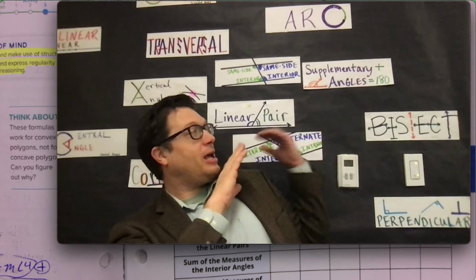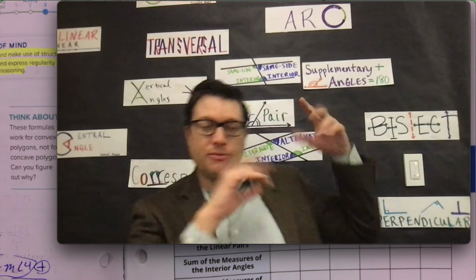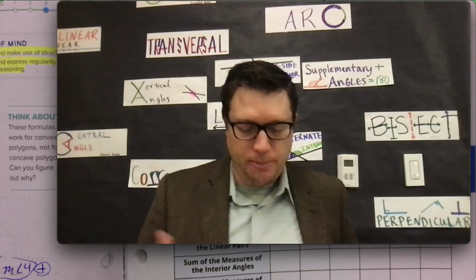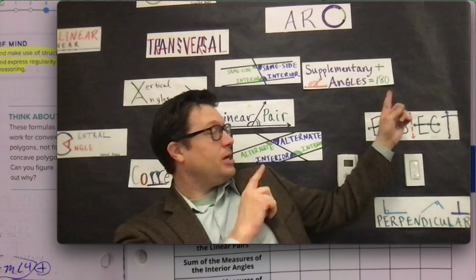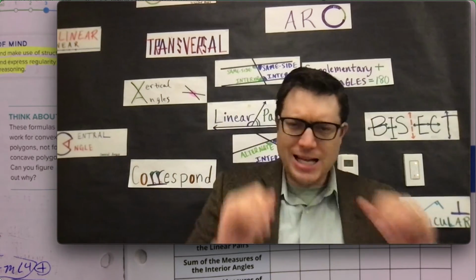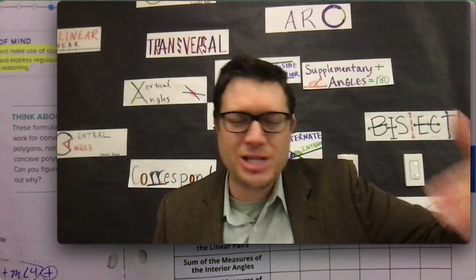We're going to be using that today. Linear pairs look like a line with a ray coming out of the middle, kind of like a Y shape. And because it forms a straight line, it's supplementary, which means it adds to 180 degrees. So that's what our video for you today is brought to you by.